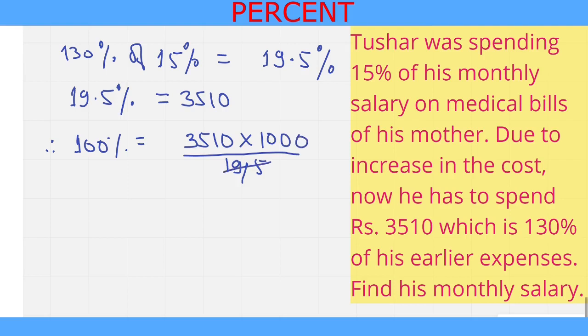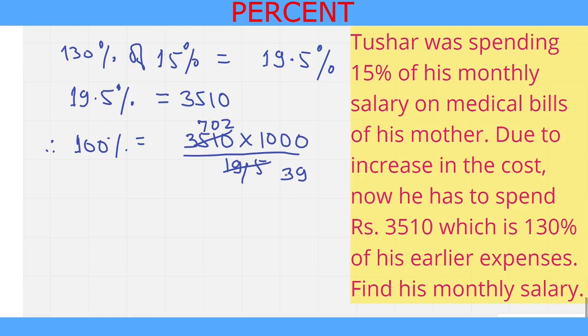5 divides 195 for 39 times and 5 divides 3,510 for 702 times. 5 times 7 is 35. We carry 1 and 1 is not divisible by 5, so we put 0 and carry again. So 10 is divided by 5 for 2 times, that is 702 times.